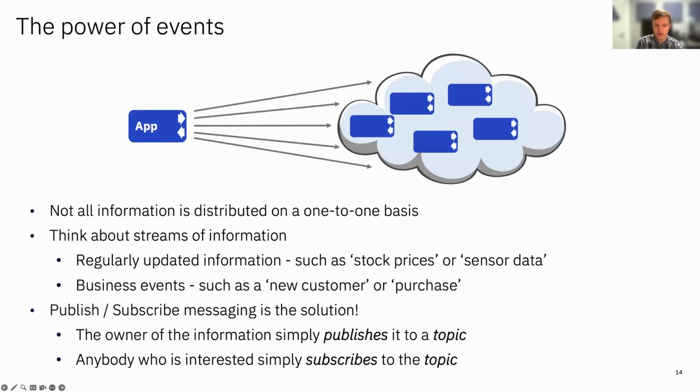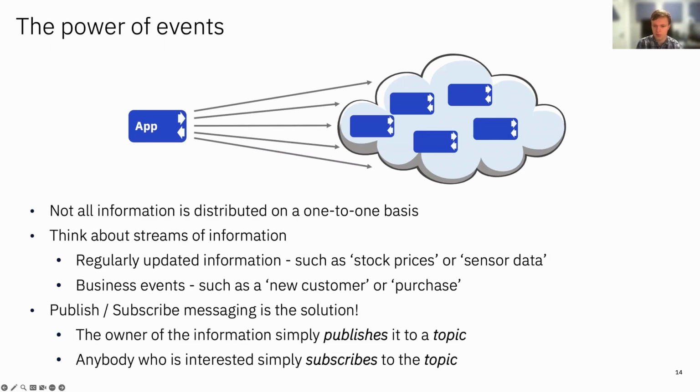So switching over to events, the information is no longer distributed on a one-to-one basis. As the slide says, think about sensor data or stock prices. There's not just one consumer of a stock price. It could be potentially millions of stock traders, or lots of different computer systems. On the other side of this, there are business events, such as a purchase. There could potentially be multiple different departments that need to know when a purchase is made. You could have your logistics department, your accounts department. There are various different parties involved.